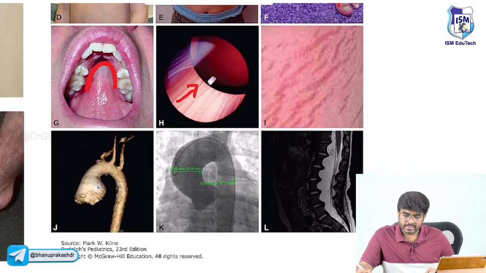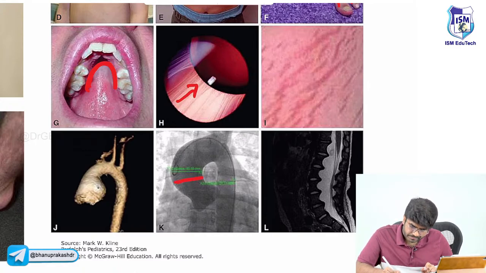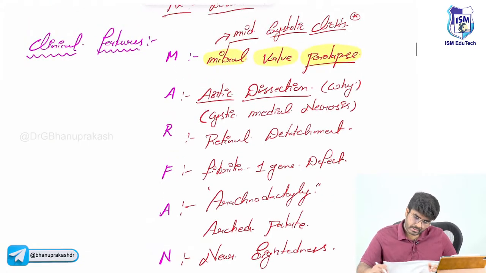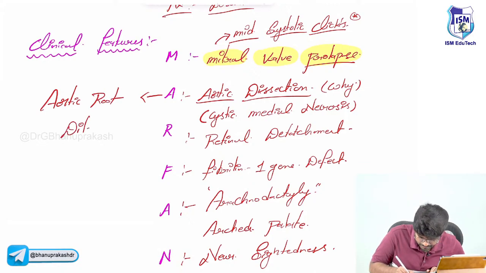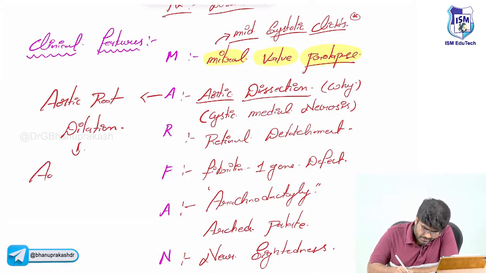And what else, sir? I have told you these patients have aorta problems. What is that aorta problem? First, there will be aortic root dilatation, which can be seen initially. There is aortic aneurysm, aortic root dilatation, followed later on by aortic dissection. So both things are possible. Let me write here: aortic dissection, and not only that, aortic root dilatation and aortic aneurysm.